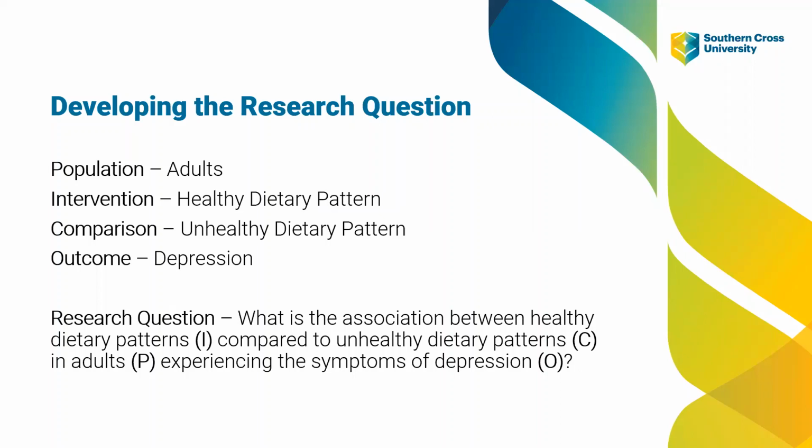So using that PICO framework, my research question is, what is the association between healthy dietary patterns, which is the intervention, compared to unhealthy dietary patterns, which is the comparator, in adults, which is the population, experiencing the symptoms of depression? Now, I want you to write down, for a research topic that you're interested in, what your population, intervention, comparison, and outcome is, and then develop that into a research question. If you have any questions, put them into the chat.